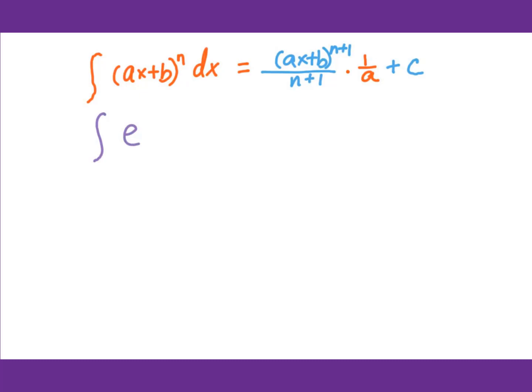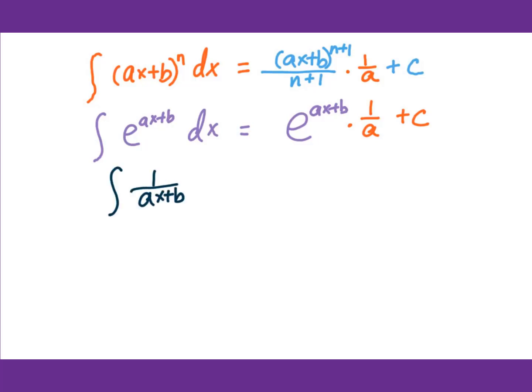If we have e to the ax plus b, do the integral, then you will get e to the ax plus b. Don't forget you multiply by 1 over a, then you plus c. For 1 over ax plus b dx, still we do the natural log of ax plus b. Don't forget you multiply by 1 over a, then you plus c.